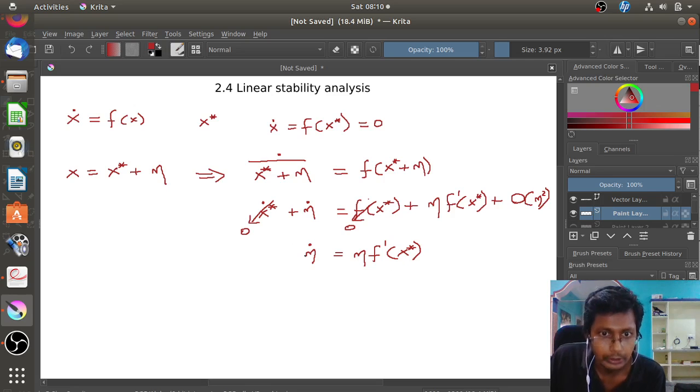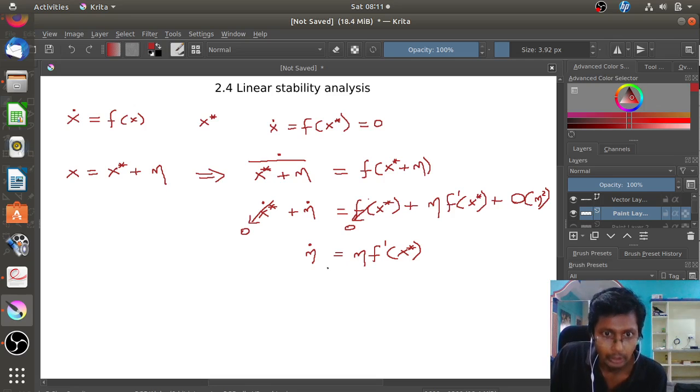So as I said earlier, eta represents the deviation. Now, to understand the stability of the fixed point, we need to see whether this deviation is increasing or decreasing. If the deviation is decreasing and approaches 0, then there is no deviation, so I could say that particular fixed point is a stable fixed point. If it keeps on increasing, then it's an unstable fixed point.